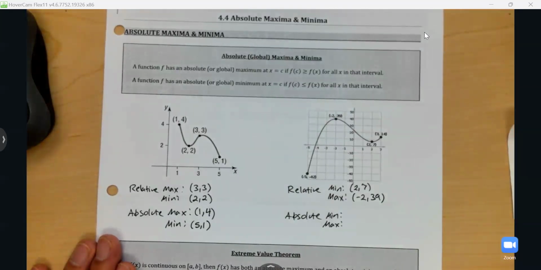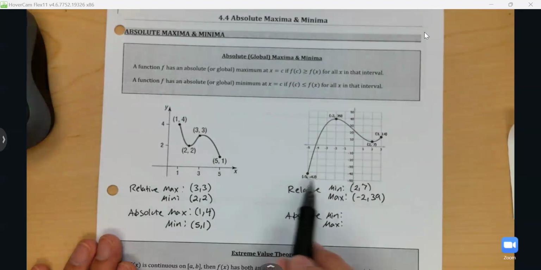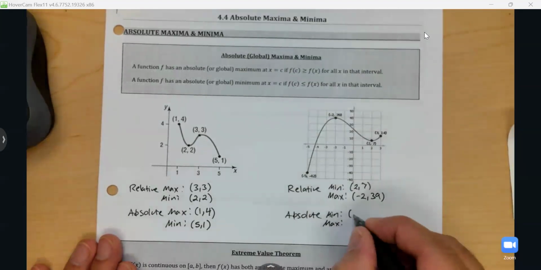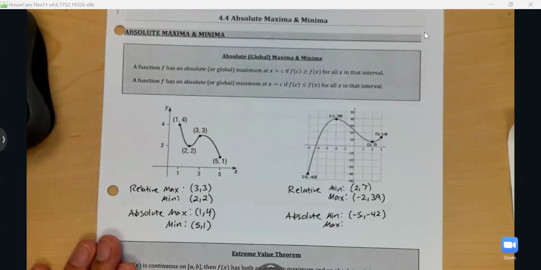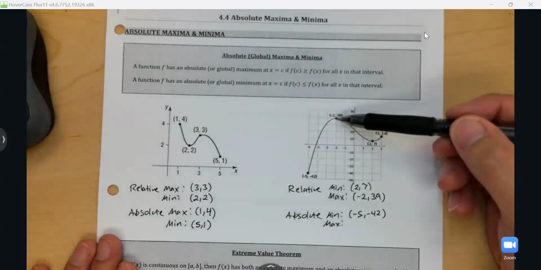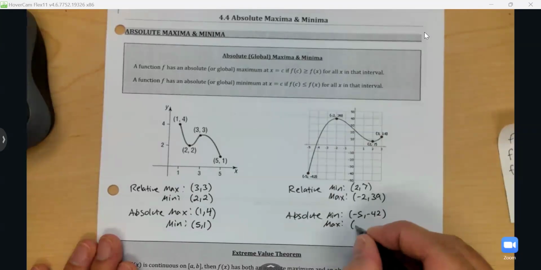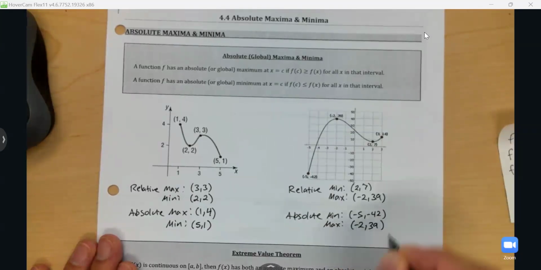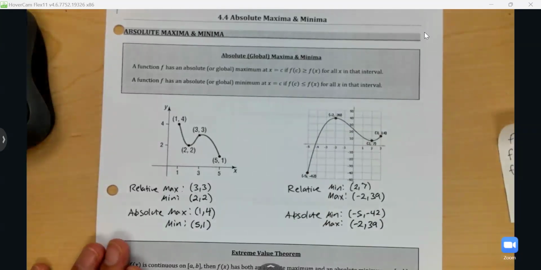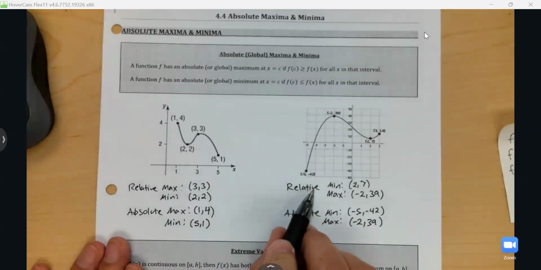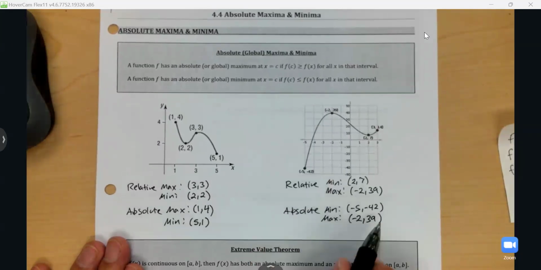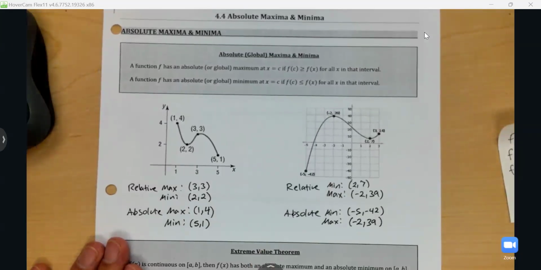My absolute min, so where's my lowest point on this interval? That would be right here at -5, -42. And my absolute max, where's the very highest of this graph? That would be here, -2, 39. Okay, so what this last example just demonstrated is that relative maximums and minimums can also be absolute maxes or minimums.